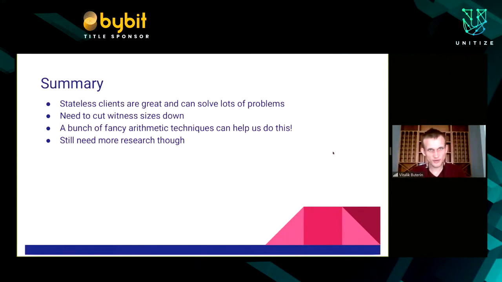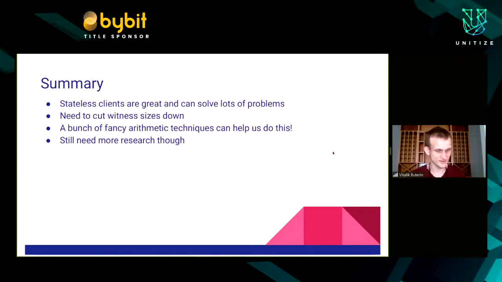So, summary, I guess stateless clients are great. Stateless clients can solve a lot of problems. They can solve very big problems in terms of the amount of storage that Ethereum nodes require. They allow Ethereum clients to sync pretty much instantly. They allow different syncing and verification strategies. They open up this entire trade-off space that's somewhere in between light clients and full clients.